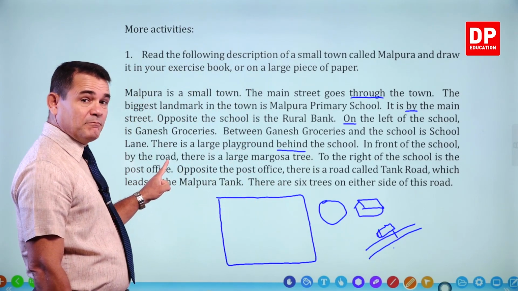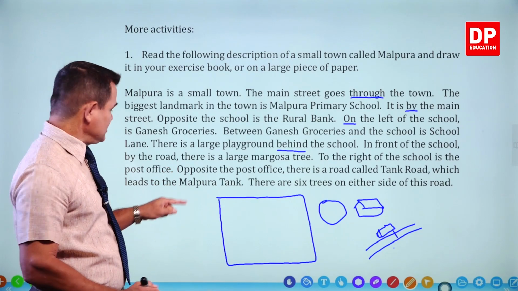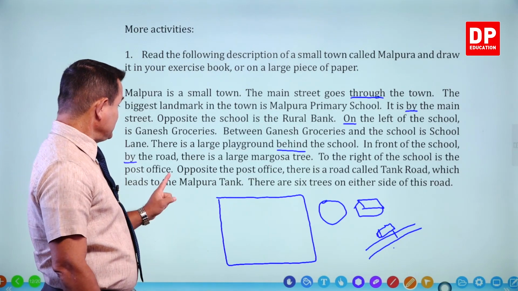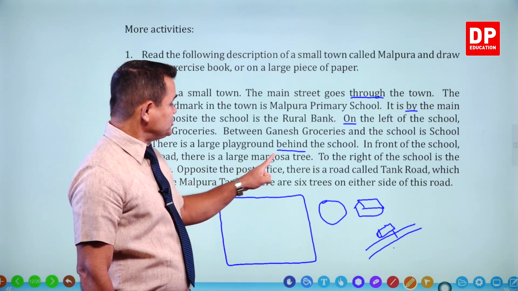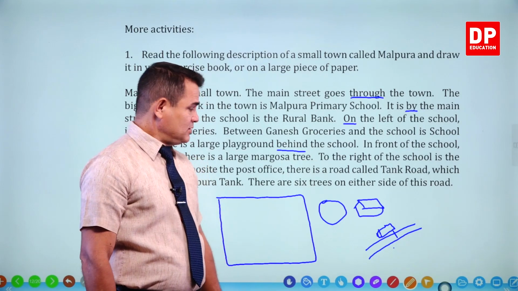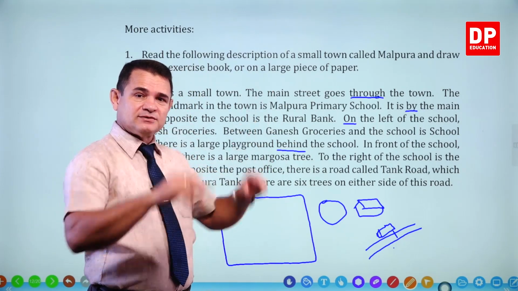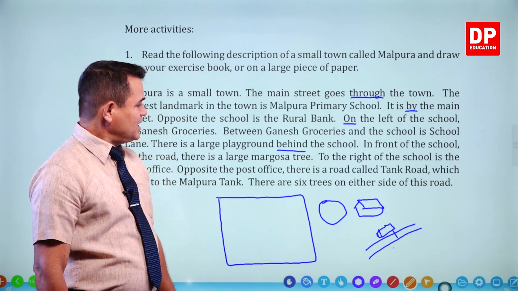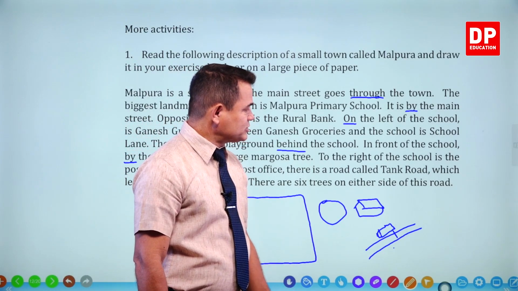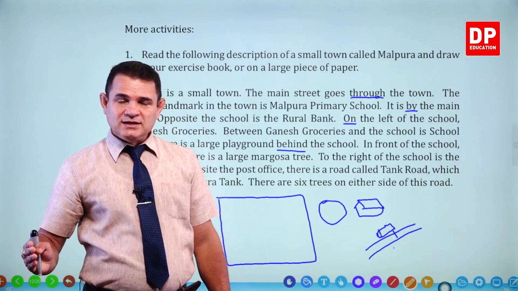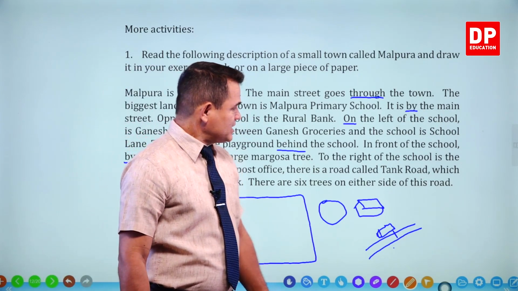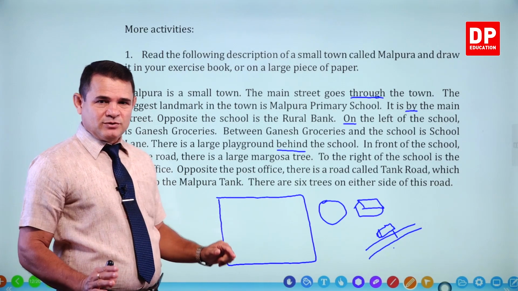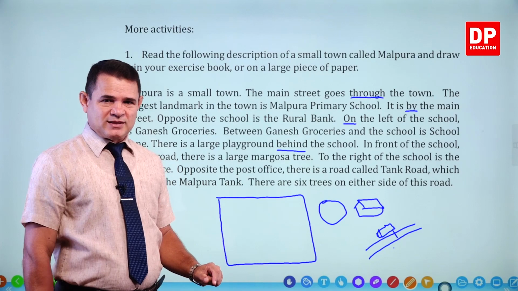By the road. By the road means near the road. Again, we learned that preposition. By the road, there is a large margosa tree. ලොකු margosa tree එකක් තියෙනවා. එහෙනම් ලොකු ගහක් අඳින්න එතන. And to the right of the school, පාසලෙන් දකුණු පැත්තේ is the post office. Post office එක පාසලෙන් දකුණු පැත්තේ.